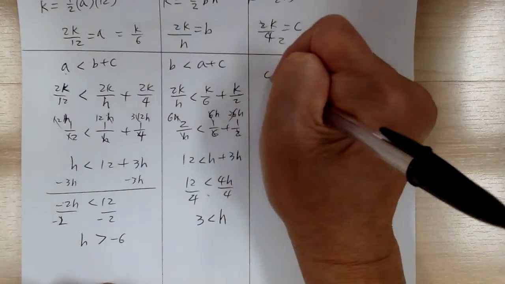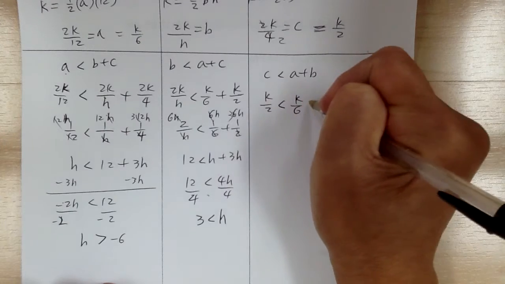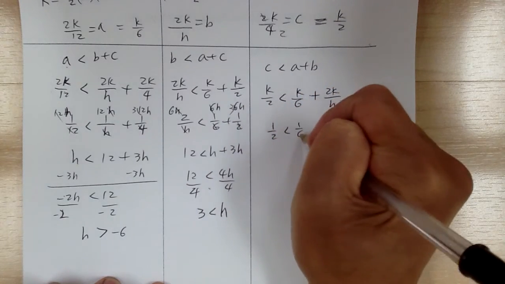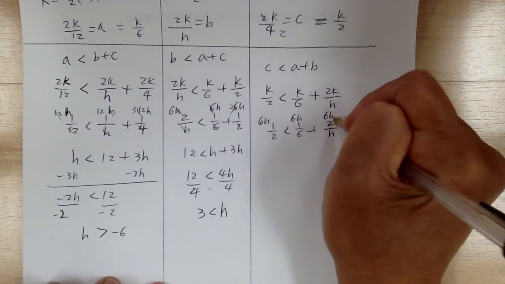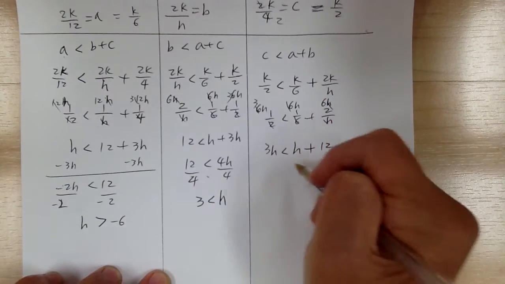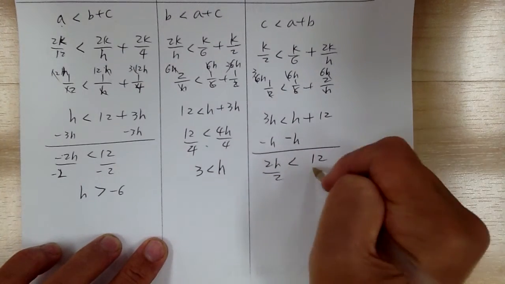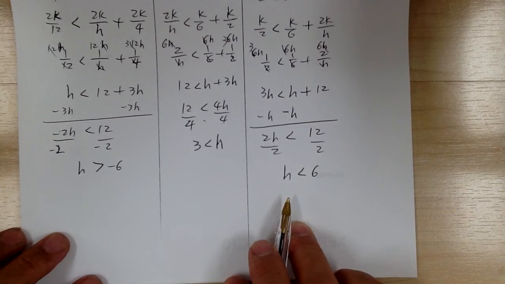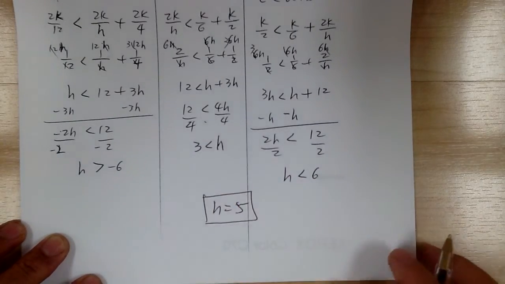Next one is C has to be less than A plus B. So substitute. k over 2 has to be less than k over 6 plus 2k over h. Get rid of the k by dividing by k, then multiplying by 6h. So you get 3h has to be less than h plus 12. So minus h, 2h has to be less than 12. Divide by 2, divide by 2. So h has to be less than 6. And so the biggest number would be h equal to 5, because it has to be less than 6, and it's an integer.